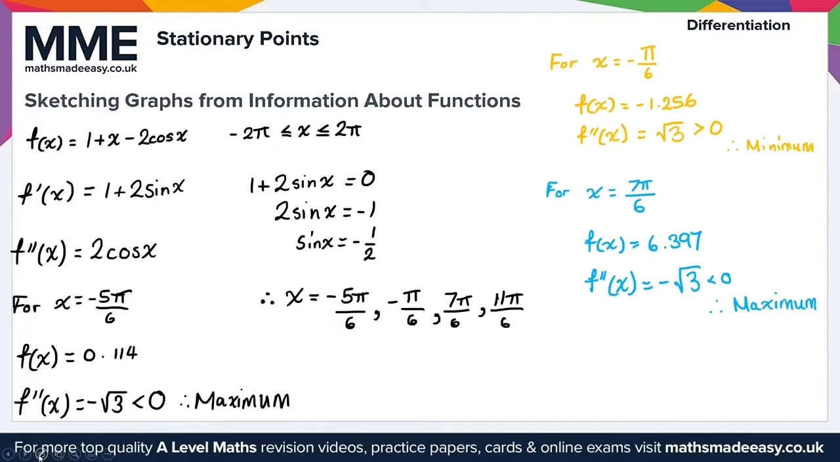Okay, and finally, if we move on to our final solution here of x equals 11 pi over 6, so x equals 11 pi over 6. Again, just finding f of x and f prime of x. Okay, so f of x is equal then to 5.028, and f prime of x is equal to the square root of 3. And again, this is greater than 0, so like we can see here, this must be a minimum as well.